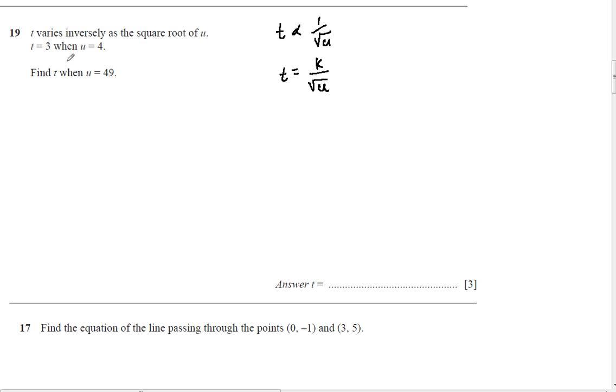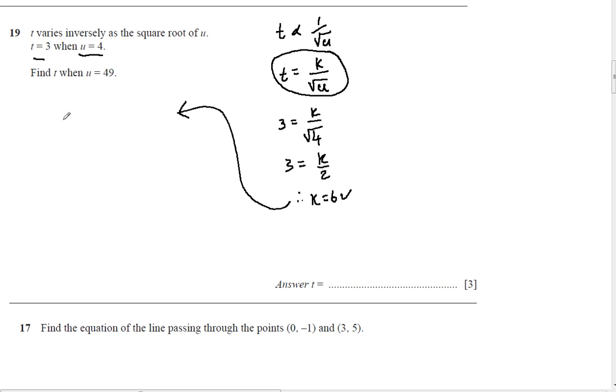Now we use this information given over here, t equals 3 when u equals 4, to solve for k, the unknown. So we substitute these in. t is 3 when u is 4, so 3 is equal to k over 2. Therefore, k is equal to 6. Now that we know what k is, we can rewrite our equation as t is equal to 6 over the square root of u. So find t when u is 49.